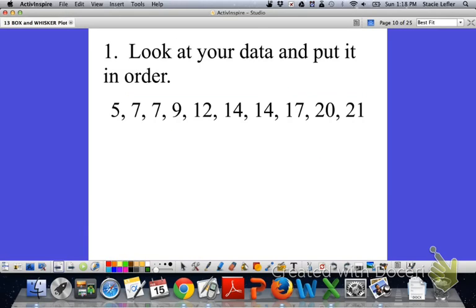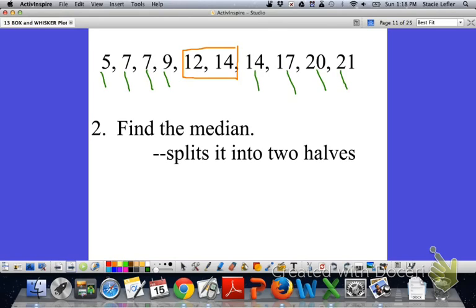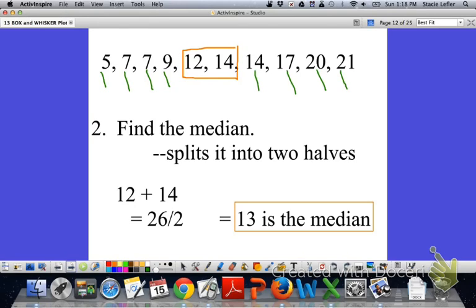So step number 1 in making your own box and whisker plot is to look at your data and put it in numerical order, like this one here. Once it's in numerical order, you can start crossing off the ends to find the middle. So here I eliminated 4 from both ends and found that there are 2 numbers that lie right in the middle. So I'm going to find the median of those 2 numbers. So 12 plus 14 is 26, divided by 2, because there are 2 numbers we added, is 13. Also, if you think about it, 13 just falls right in the center between 12 and 14.